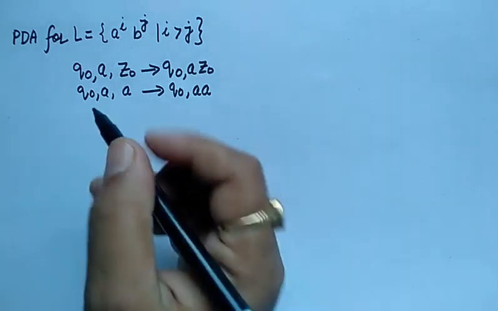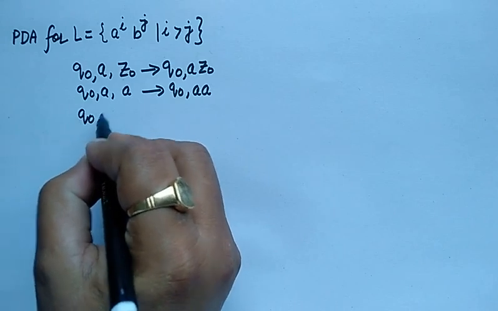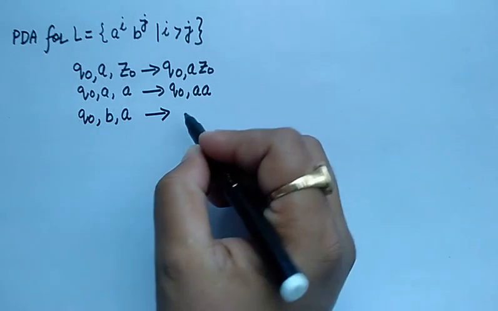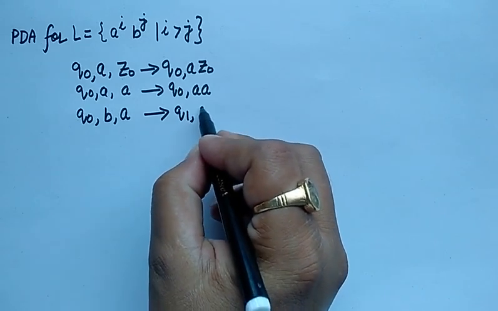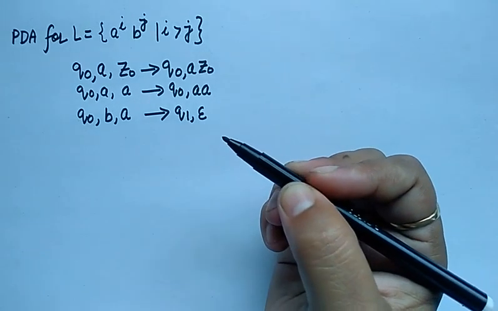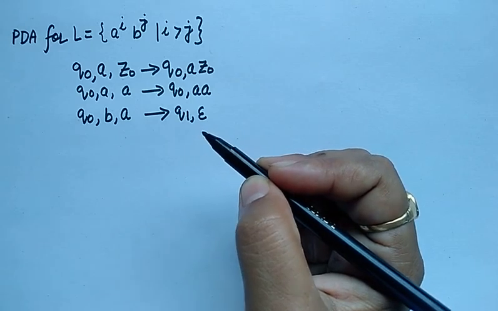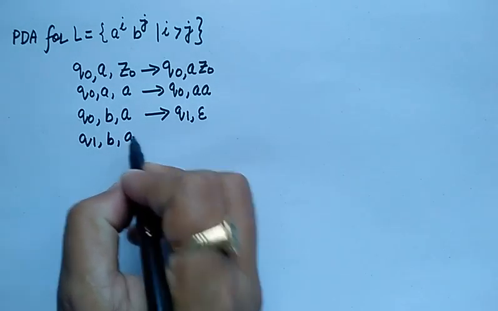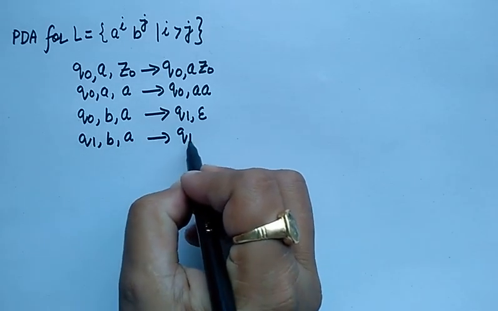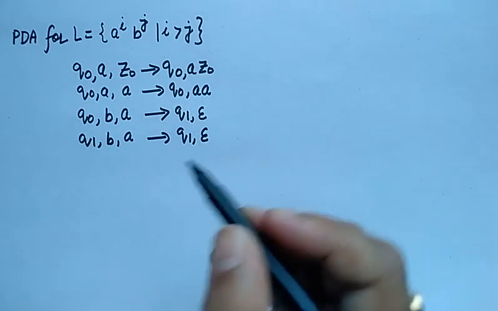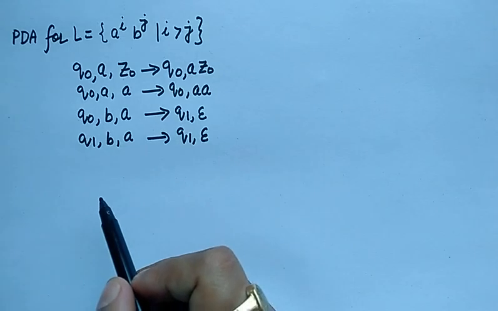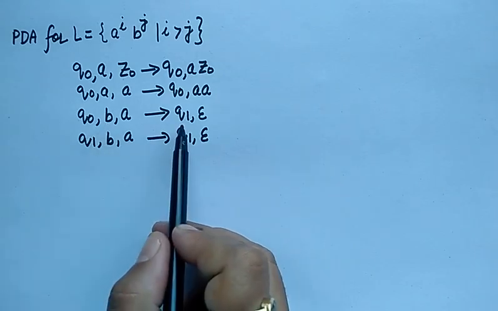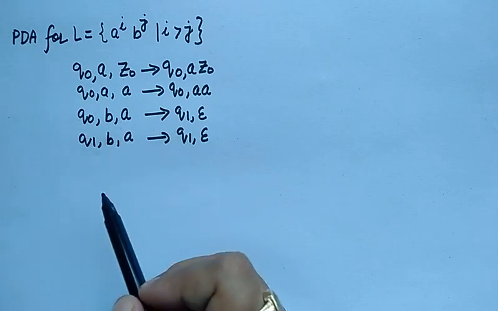Then B will come. So when B comes, it will get A at the top. So we will pop this A from the top, and the state will also be changed. And the next B will come in this state only. So again we will pop this A which is at the top. So reading one B, we are removing one A which is at the top.